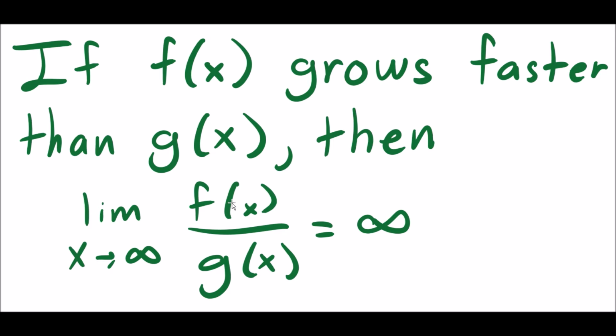If f of x is a function that's going to get really big, really fast, and way faster than g of x, then g of x is going to be no match, essentially, for the speed of f of x. And so f of x is going to get so big, way quicker than g of x, that the limit will just approach infinity, because f of x is just that big.